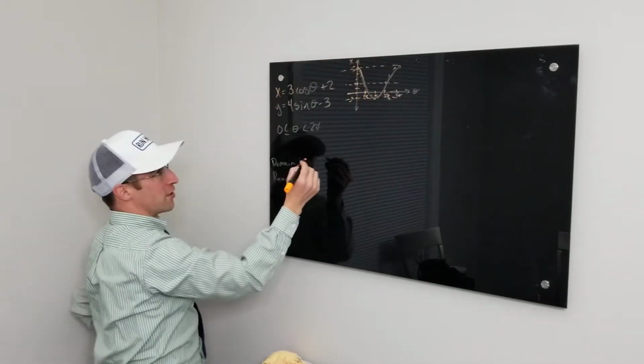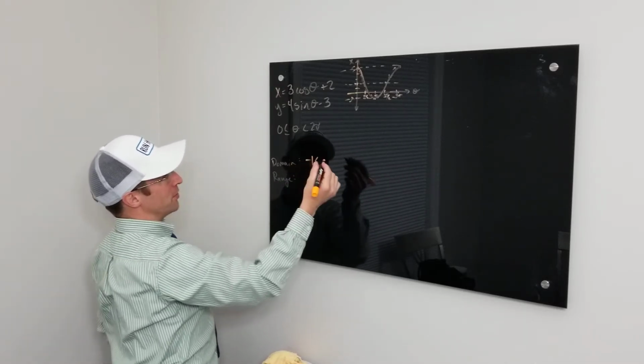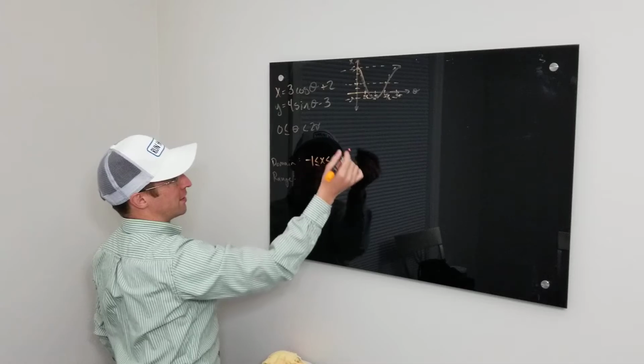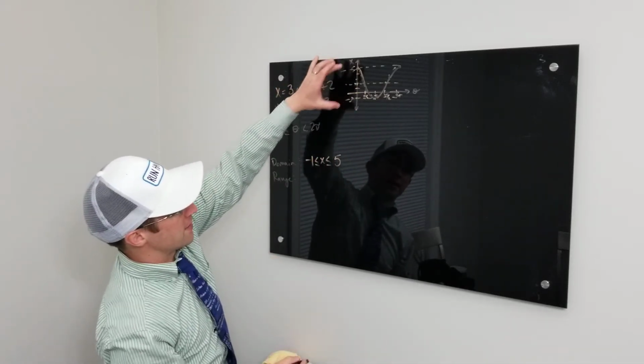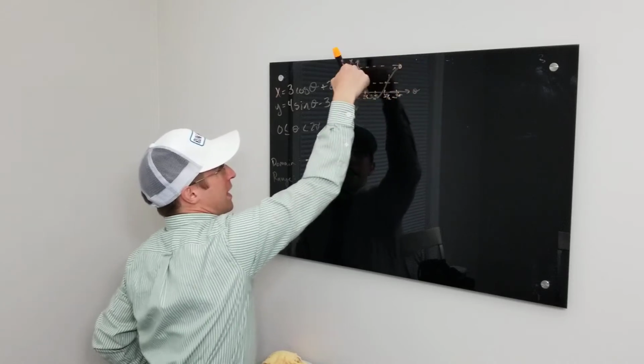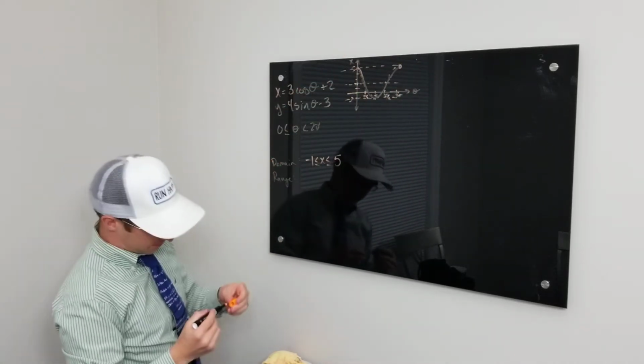So our x's are going to be from -1 less than or equal to x less than or equal to 5. So we go from -1 to 5 for our x's, right? Sorry, we get the 5 here when theta is 0.